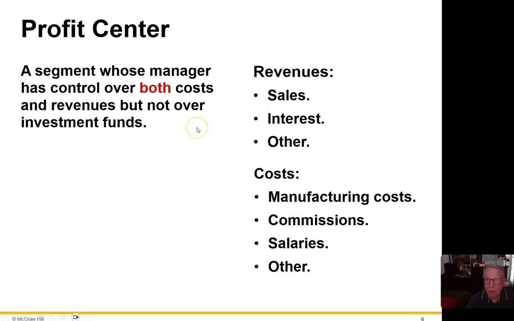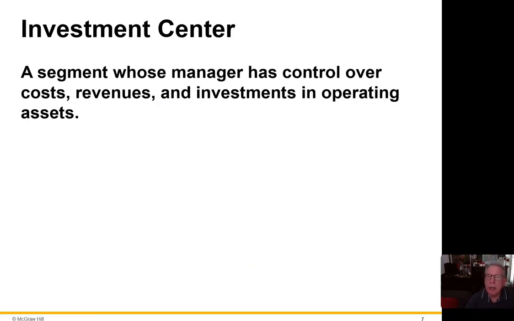So a profit center is a segment whose manager has control over both costs and revenues, but not over investment funds. Some revenues might include sales, interest revenue, other revenues. Costs might be manufacturing costs, sales commissions, salaries, and maybe some other costs. So an investment center has a manager whose control is over cost, revenues, and investments in operating assets.